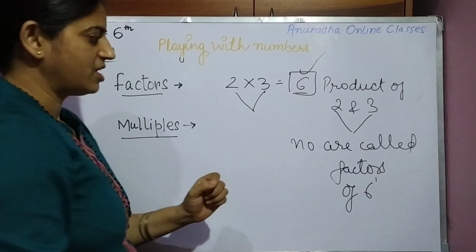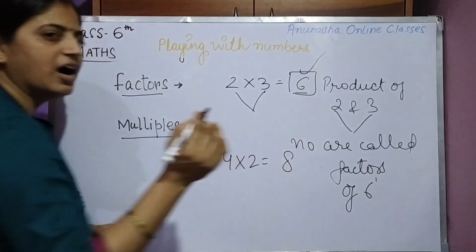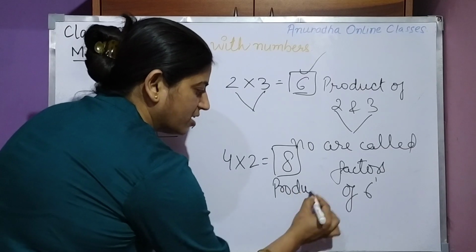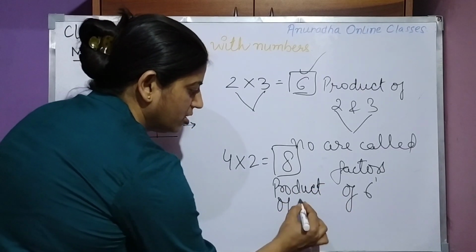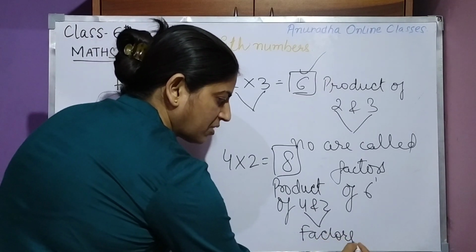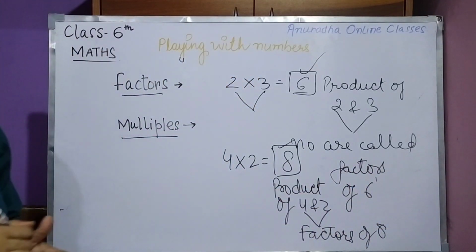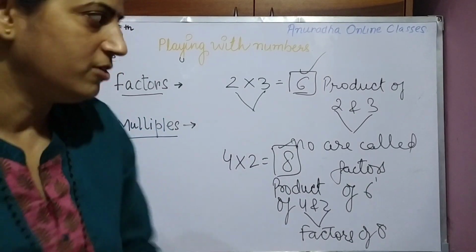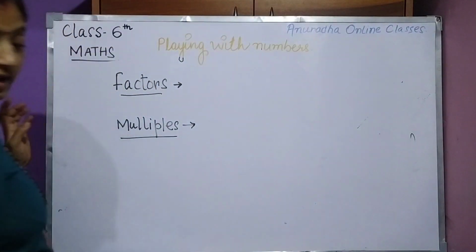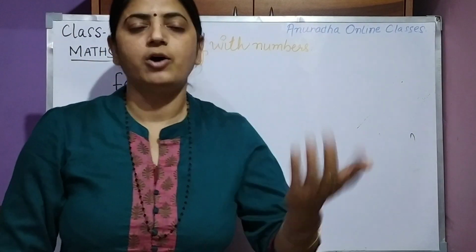Clear? Let us see one more thing. If I have written 4 into 2, what is the answer? Answer is 8. 8 is the product. 8 is the product of what? 4 and 2. So 4 and 2 are the factors of what? Of 8. Right children? I think it is very simple and it is clear to you. Okay, let us come to the next. So this is the meaning of factor, or how you'll find out the factor.